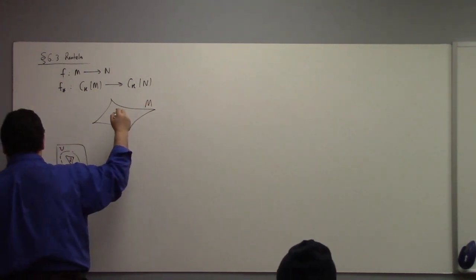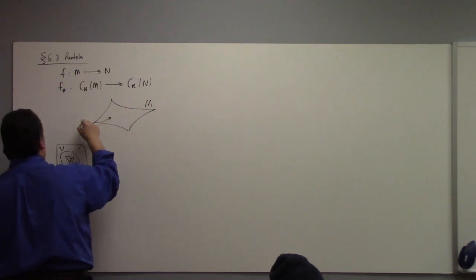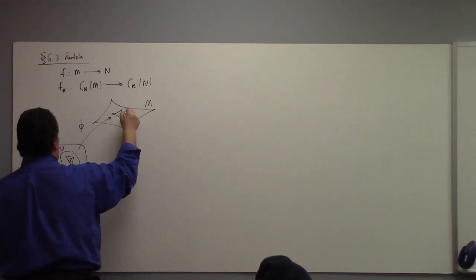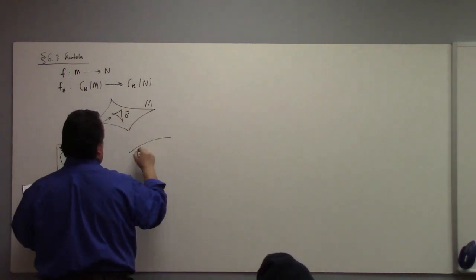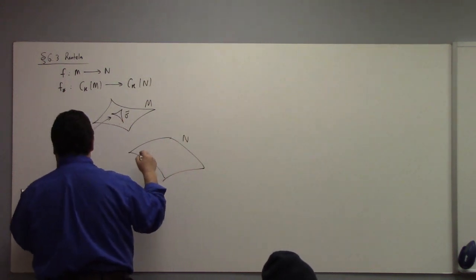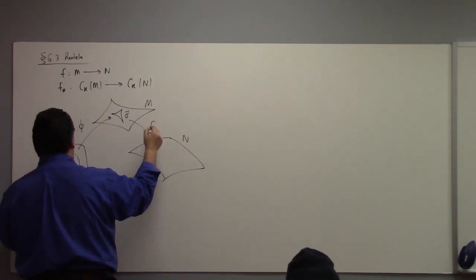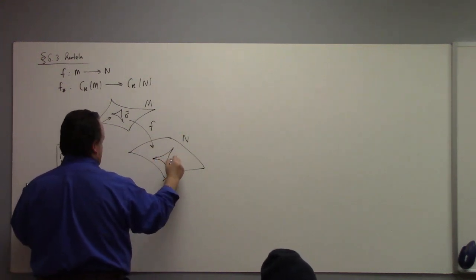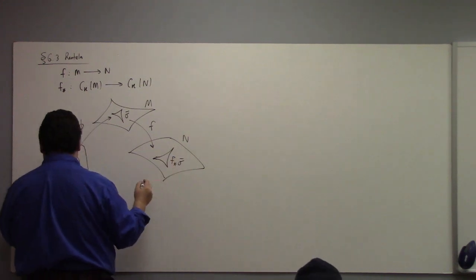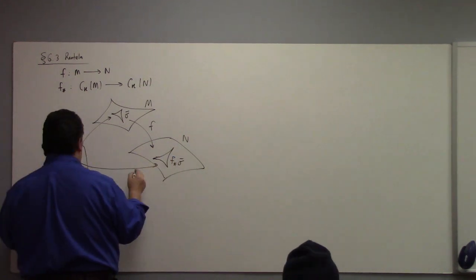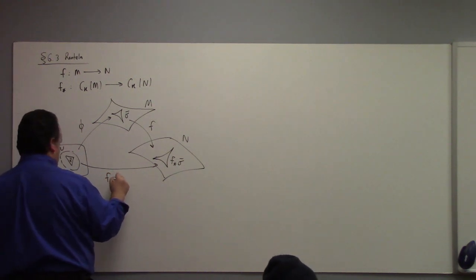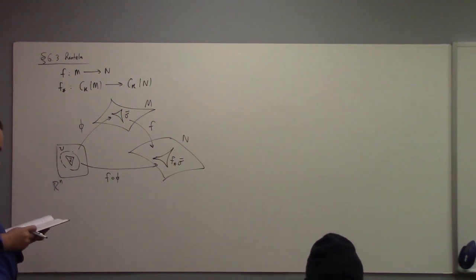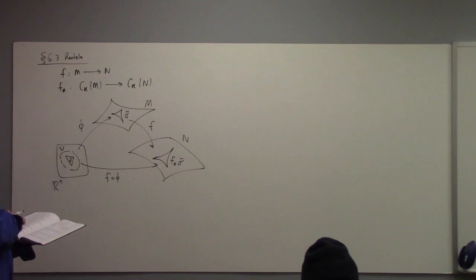You've got a patch phi, which takes you up to some sort of curved simplex, right? And then you've got some other curved space over here, N. Your mapping F goes like that, and that gives you some kind of curved simplex F star sigma bar. And to get directly from here to here, it's just F composed with sigma. He says this is the induced map F star on simplices.